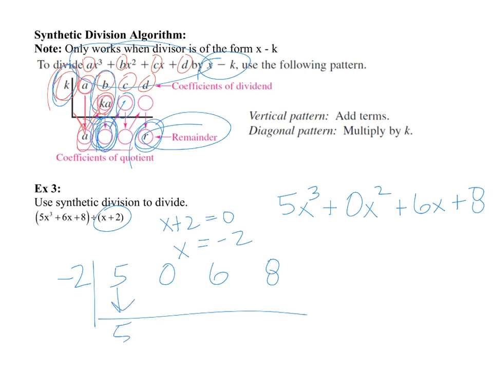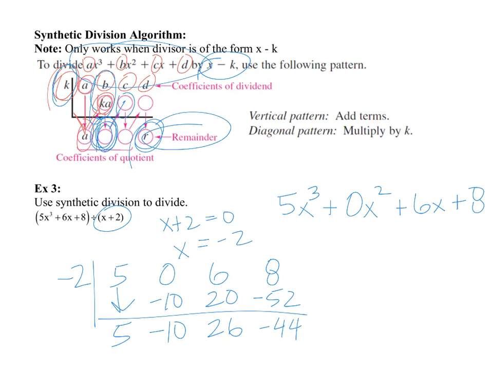Bring down the 5. Now I multiply. Negative 2 times 5 is negative 10. Then I add vertically. Then I multiply. Negative 2 times negative 10, 20. Then I add vertically. Then I multiply. Negative 2 times 26. Then I add vertically.